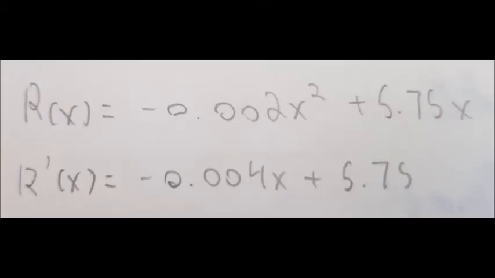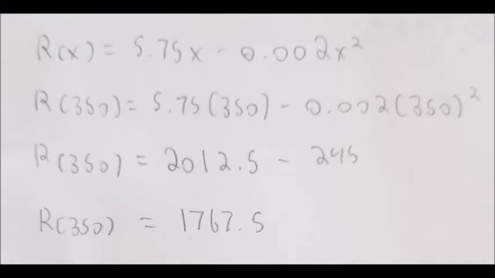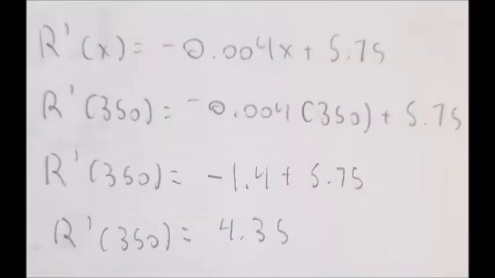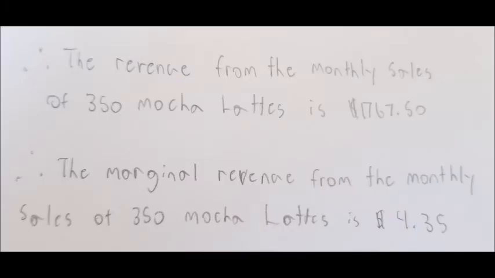Now that we know this rule, we can apply it to find the equation for the marginal revenue. Using the original revenue equation, we can apply the power rule to make it a derivative and therefore giving us the equation for marginal revenue. Our last step is to add our number of monthly sales value back into both equations. After we get our answers, we can then write therefore statements to ensure our understanding of the question.